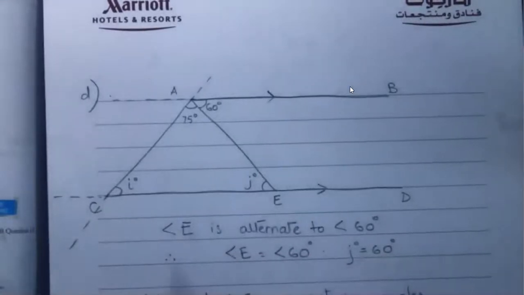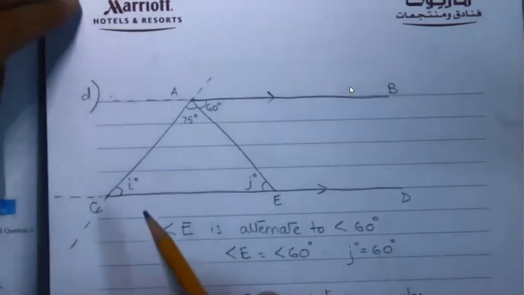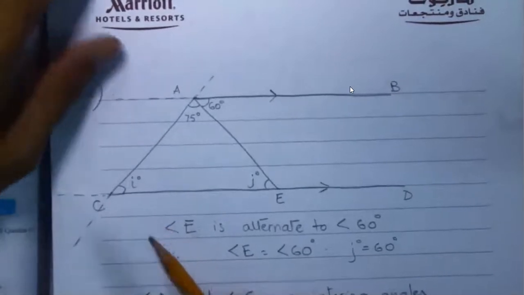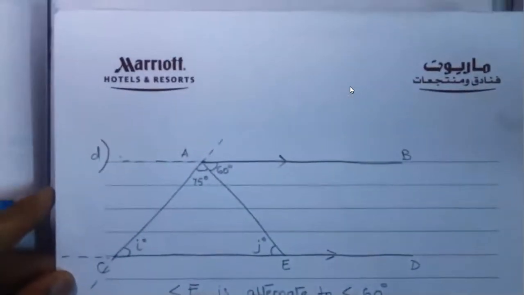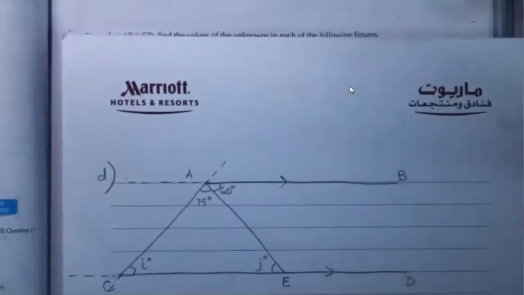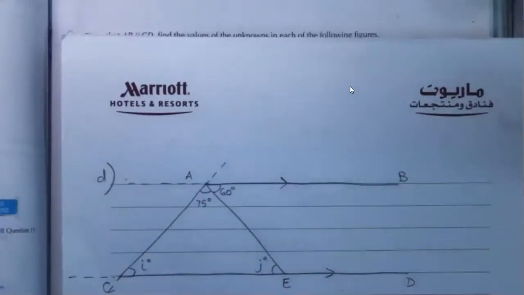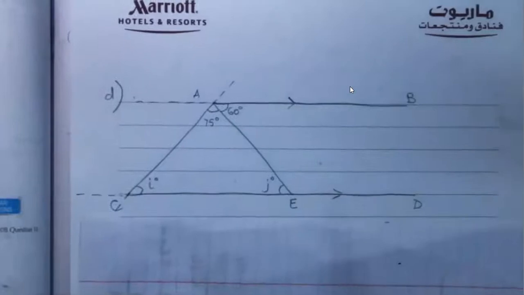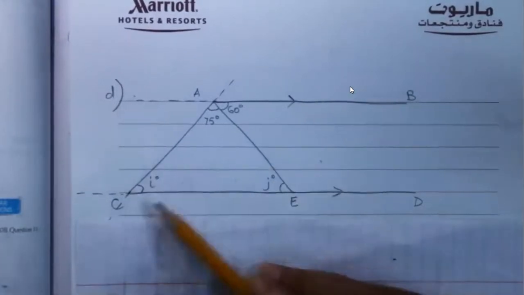Okay, now question number D. Let me use my own drawing because that book drawing is too small. So I will hide the answers. Okay, so let's start with I. How can we find out the value of angle I, this one?